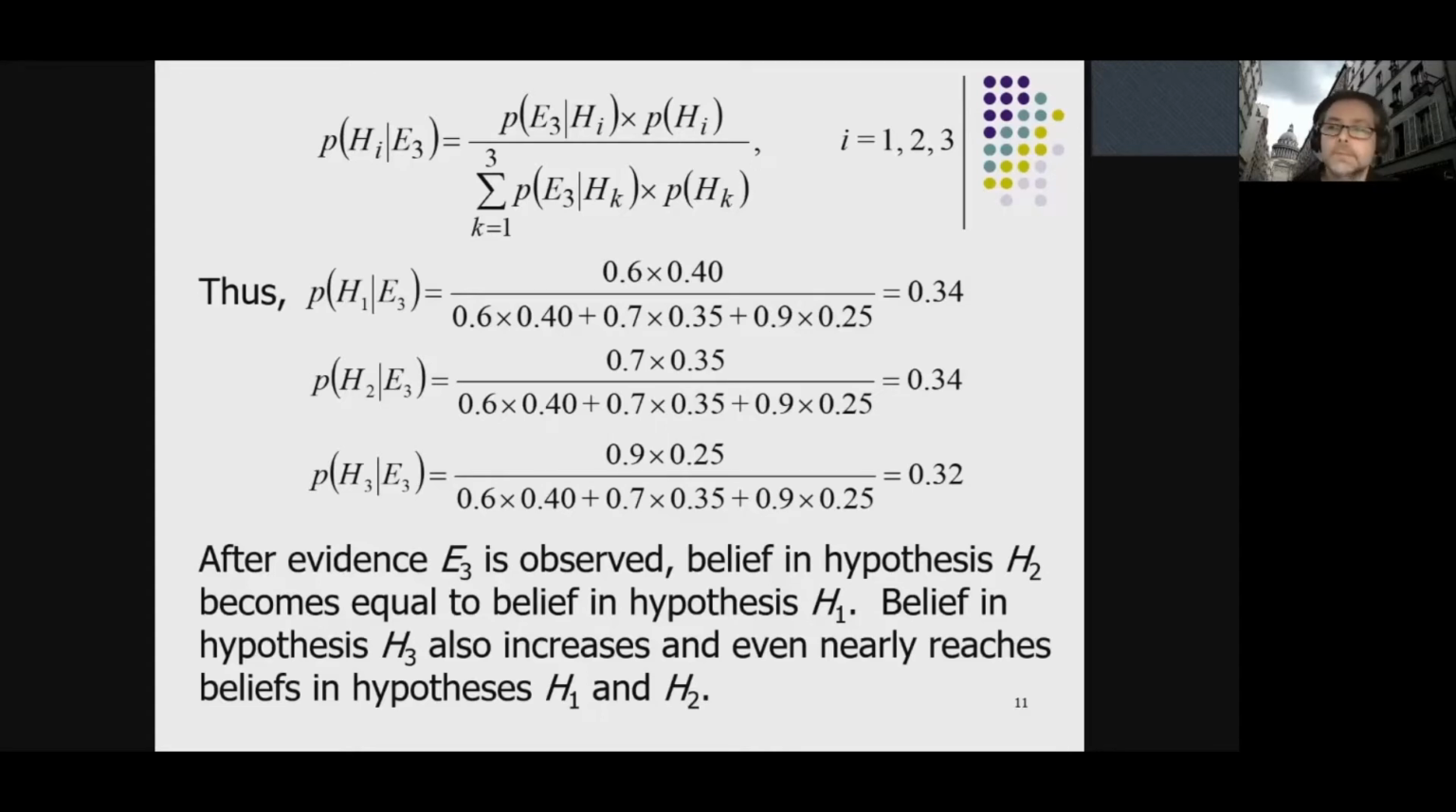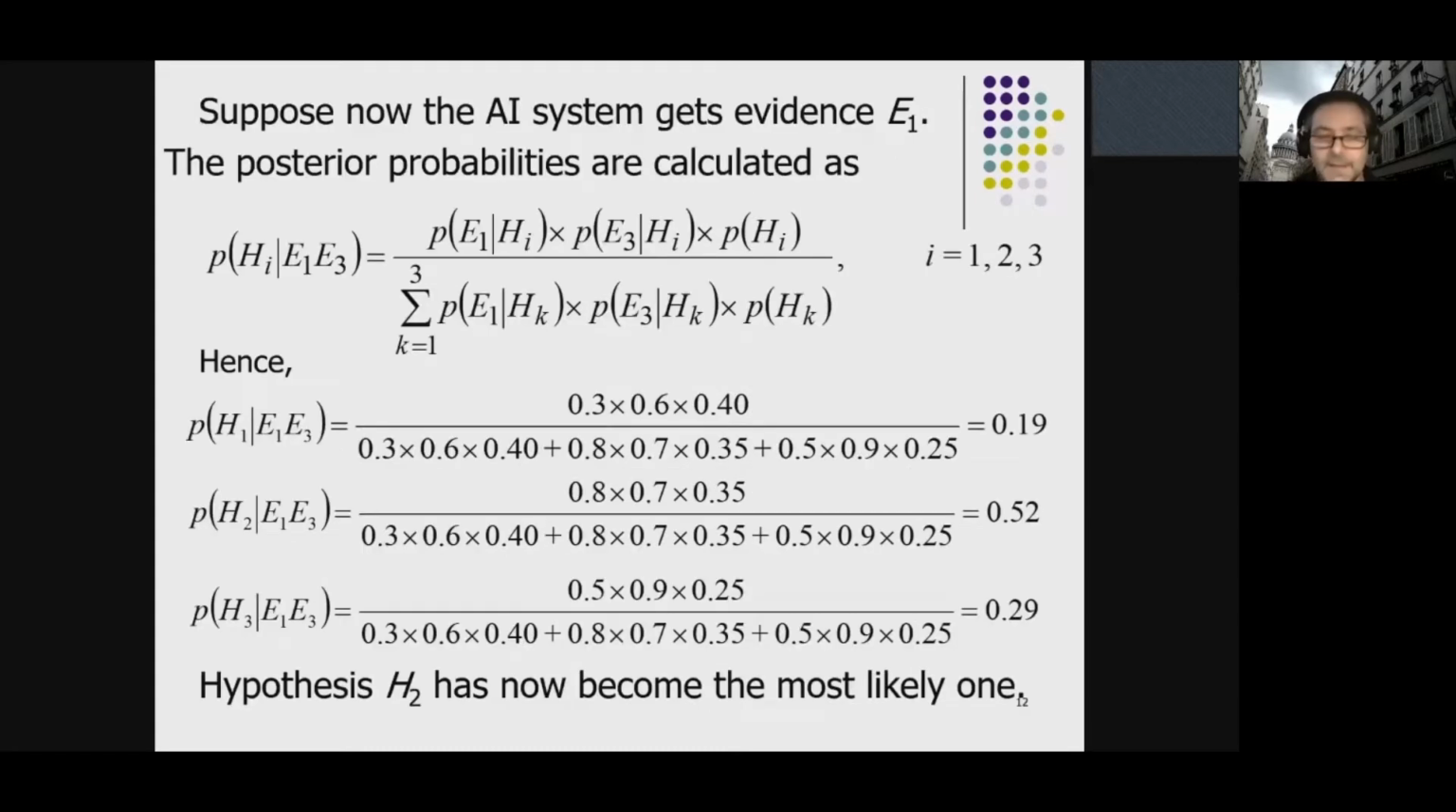At the moment, the process hasn't finished. We are in an intermediate stage. The system basically does not have a clue. There are two hypotheses which are equally probable, and there is a third one which is very close in terms of probability value. So it would be very difficult for the system to make a decision at this stage. So we assume that the system gets additional evidence. This time, the evidence is E1.